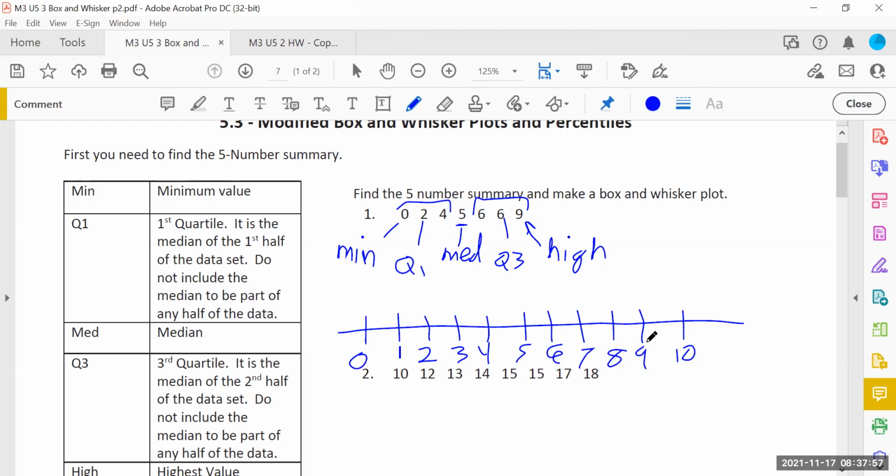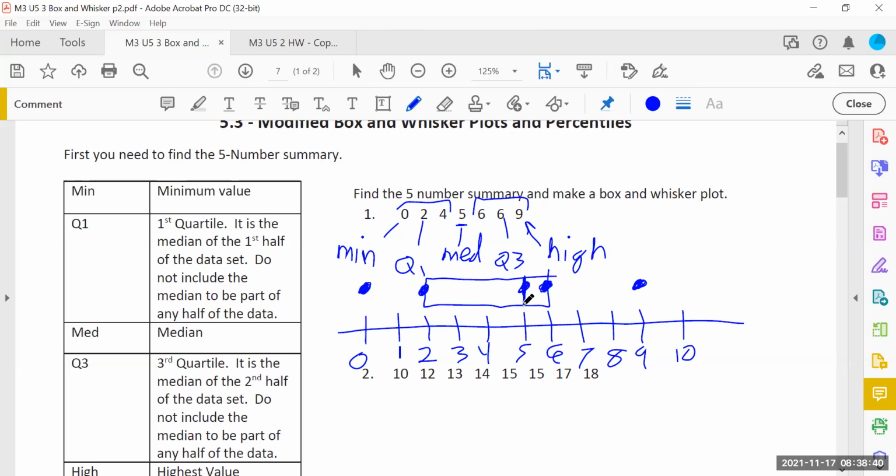And then we put a dot at each of those points. So I have a dot at 0, that's my minimum. I have a dot at 2, that's my quartile 1. A dot at 5, that's my median. A dot at 6, that's quartile 3, and a dot at 9, that's my high value. Does that make sense to everybody? So far, so good? Now you draw a box around the middle 3. Here's the box part of my box and whisker.